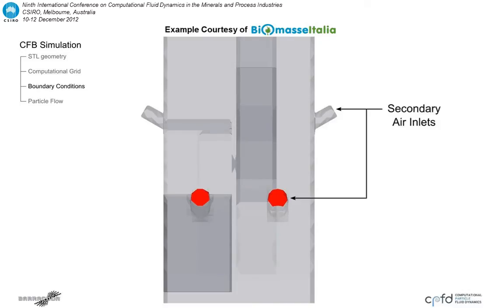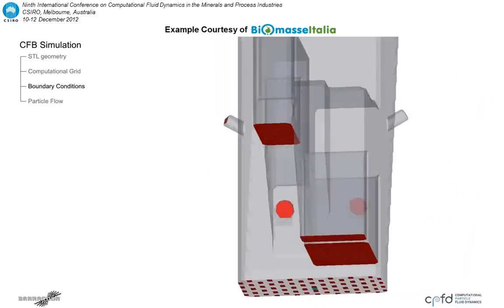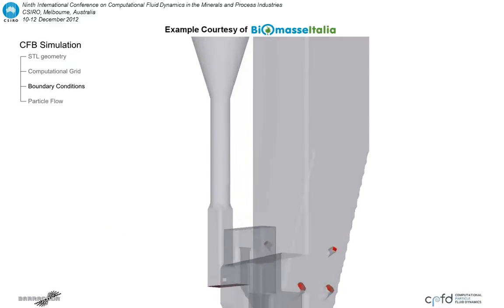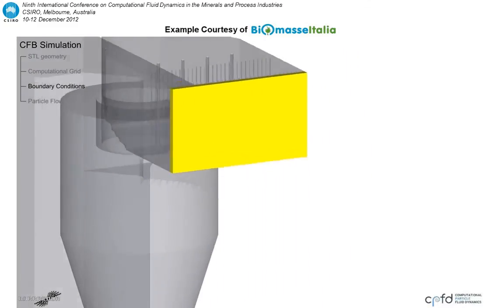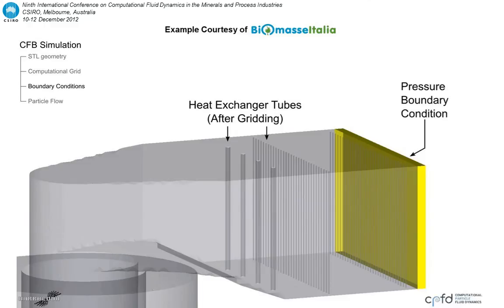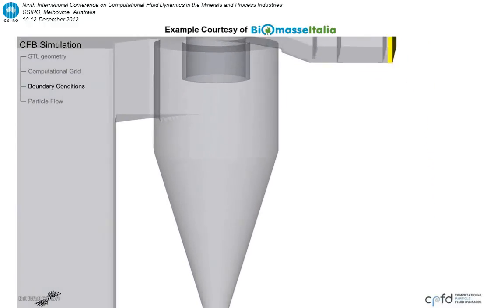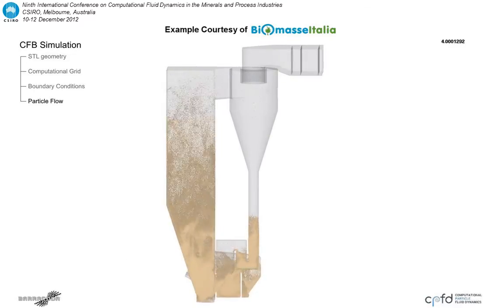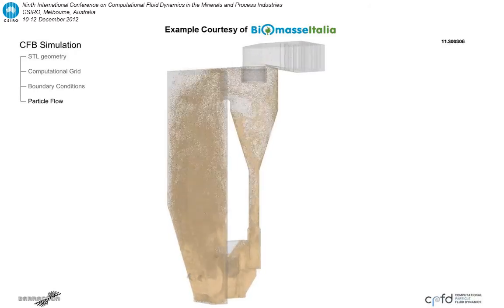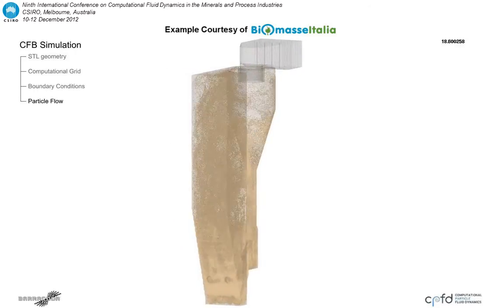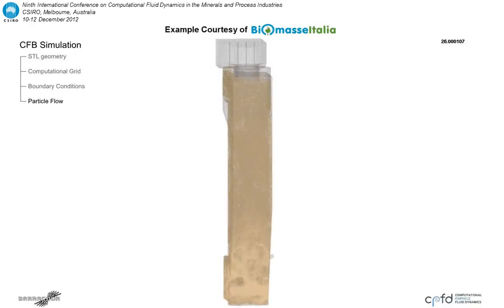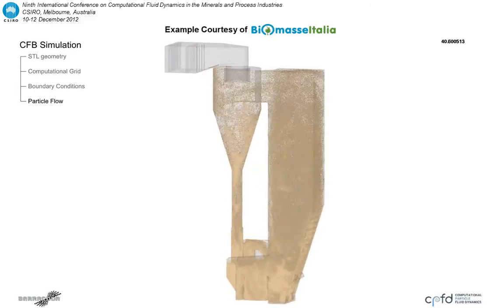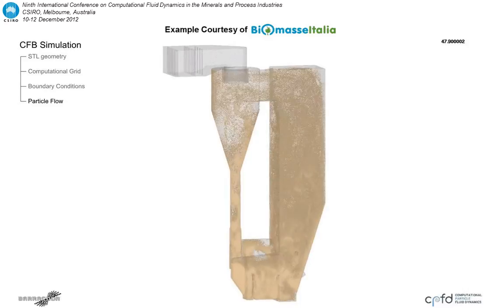So we're looking at some of the boundary conditions. Here are the secondary air inlets, the fluidized bed heat exchanger air, primary air, etc. Here are the downstream suspension tubes and then the pressure boundary condition applied at the exit of the domain. The unit was initialized with 70,000 kilograms of sand, and you can see here the fluidization behavior, and you can even see some of those gas streamers that we've been talking about forming through the bed and moving up the riser along the walls.